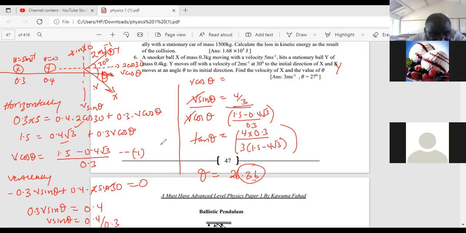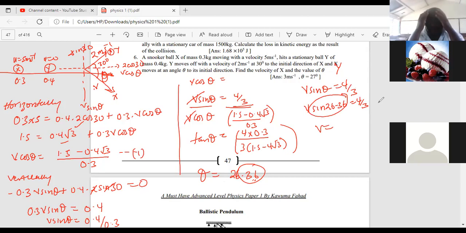Okay, let us assume it's right. Now let's go back here. That was theta, eh? Cos of 26.36, what do you get? Oh, use this one, eh? V sine of theta is 4/3. Now you put V sine 26.36 is equal to 4/3. Then divide this off and make V the subject. I've solved entirely what I wanted to solve, even including those deviations of angles.